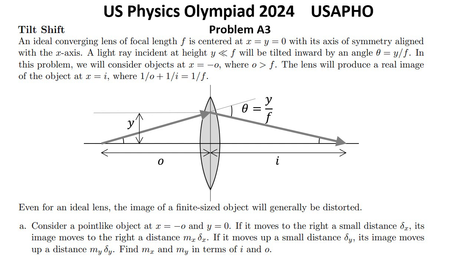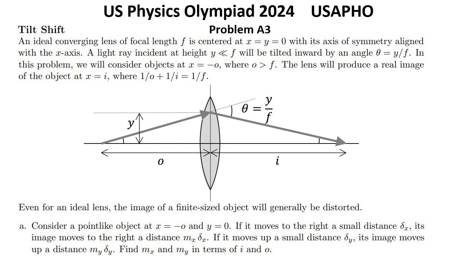The lens will produce a real image of the object at x equals I, where 1 over O plus 1 over I equals 1 over f. Even for an ideal lens, the image of a finite-sized object will generally be distorted. Question A. Consider a point-like object at x equals -O and y equals 0.